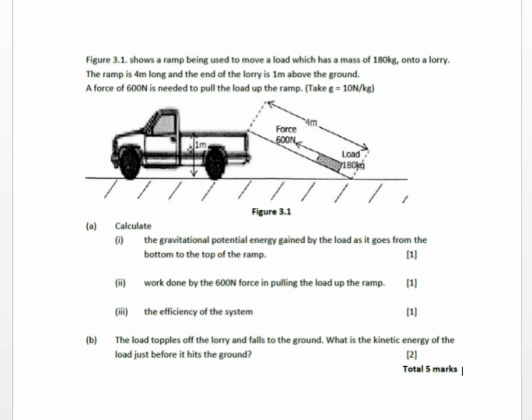So we've been given this diagram. Then the questions are as follows. Question A, calculate: 1, the gravitational potential energy gained by the load as it goes from the bottom to the top of the ramp; 2, the work done by the 600 newtons force in pulling the load up the ramp; 3, the efficiency of the system.